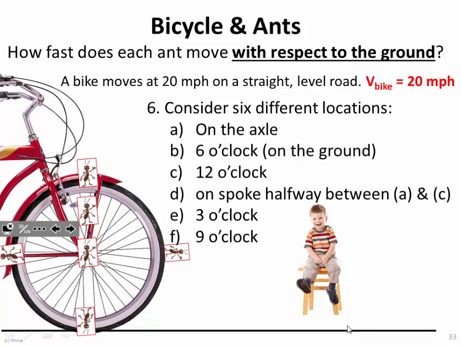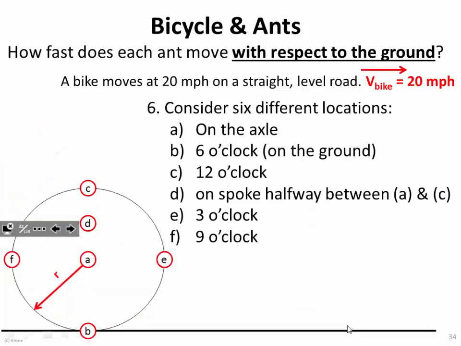It looks like it should be. So if the ant is on the axle, what do you think? And we're trying to figure out the speed of the ant, all right? You can get the direction as well to get a velocity. What's the speed of the ant riding on the axle if the boy's sitting there? It's going to be 20 miles per hour to the right, all right?